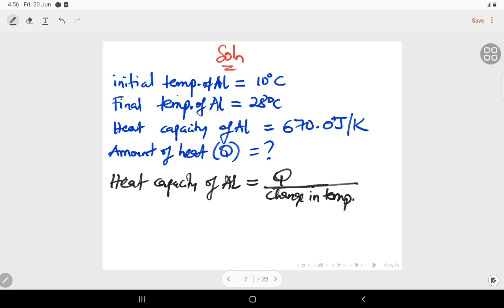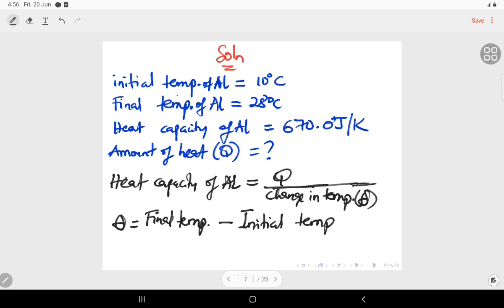Are we following? So look at the question carefully. Let me call the change in temperature theta. So now how do I find theta? Theta is going to be my final temperature minus what? Your theta is change. And we have said that temperature change is the bigger value minus the smaller value. So what do I get? 28 minus 10, and I'll get 18 degrees Celsius.